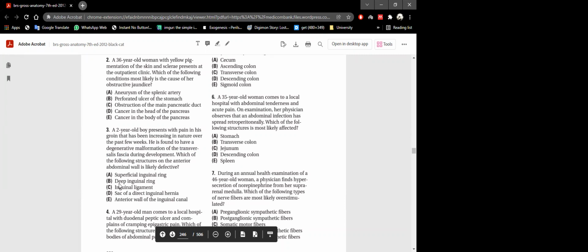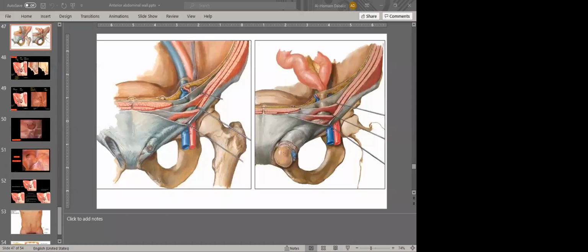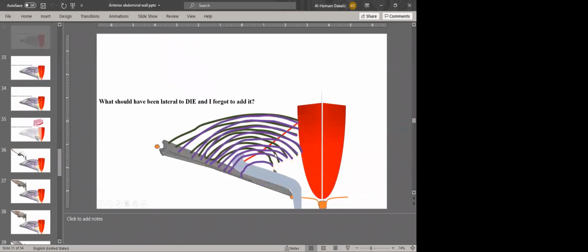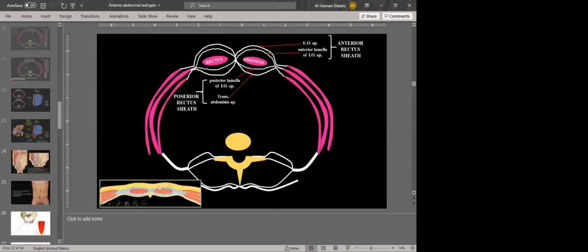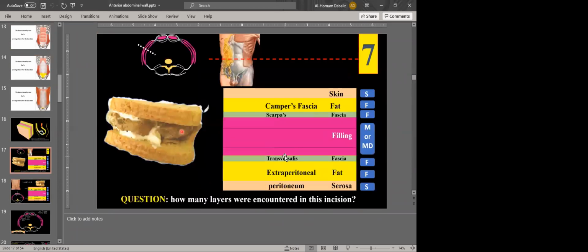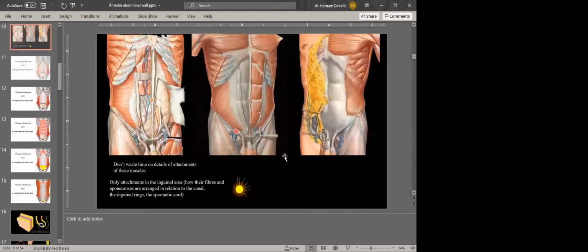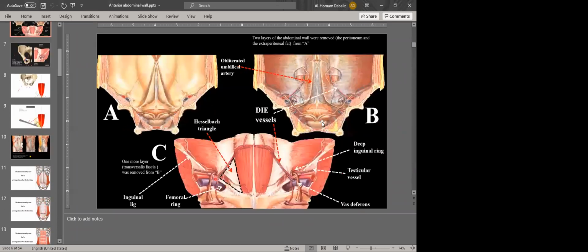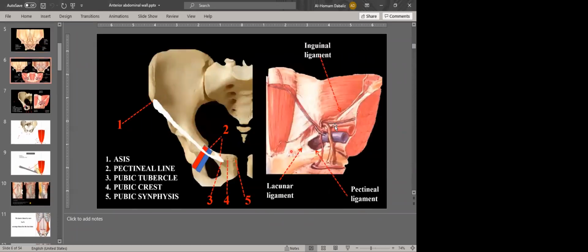It's B. Because the deep inguinal ring is a part, or a hole, inside of the transversalis fascia, as we mentioned again over here. So it's part of this, that's the transversalis fascia. And if you see this picture, all of this is the transversalis fascia, and right here, this is our deep ring. That's one question.